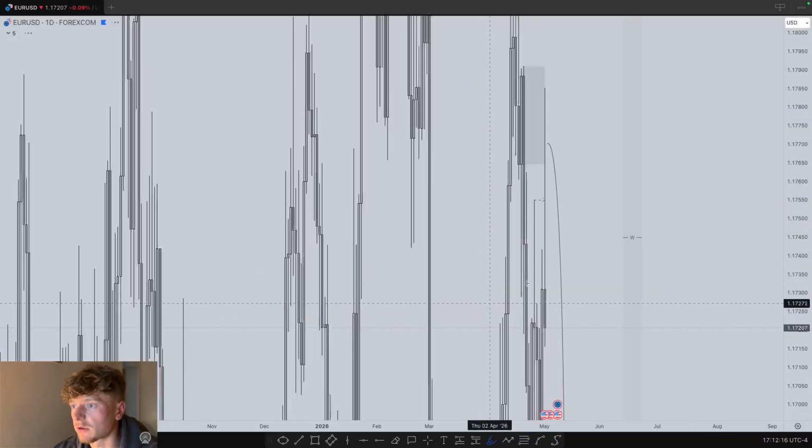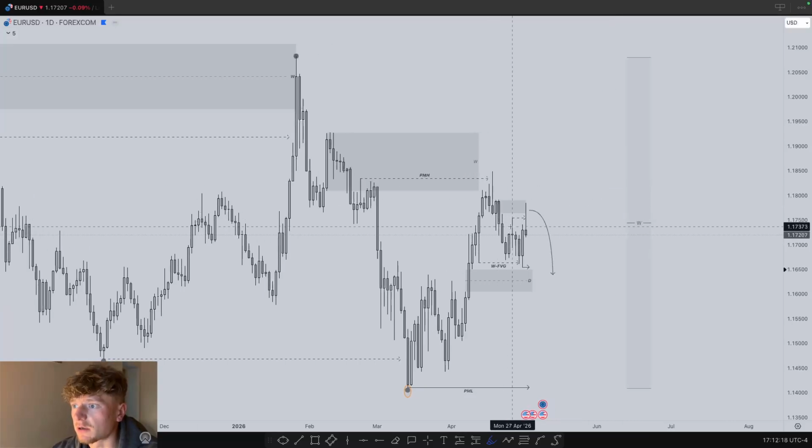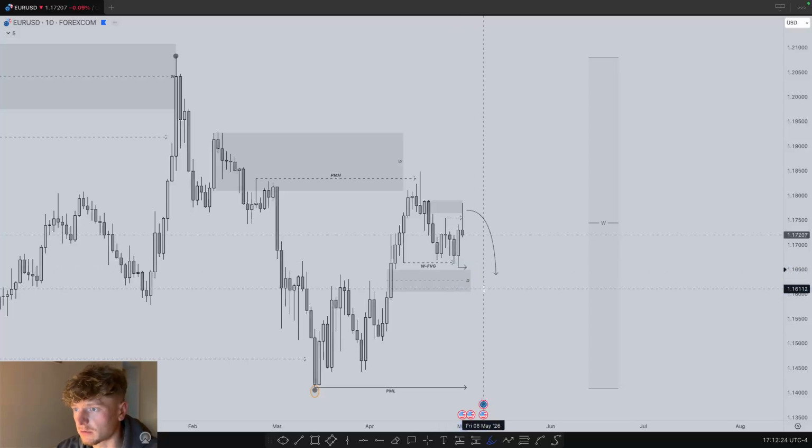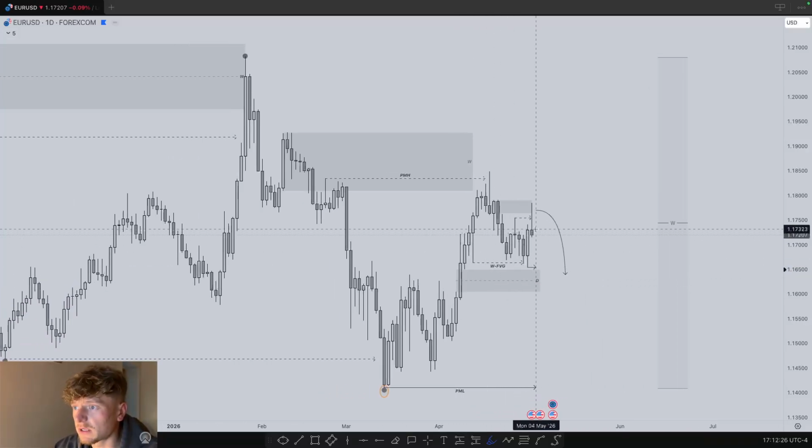And what we've done on the high time frames, taking liquidity, the next call of liquidity or opposing liquidity would be this sell side down there for me. So looking bearish next week. We'll see how we open.